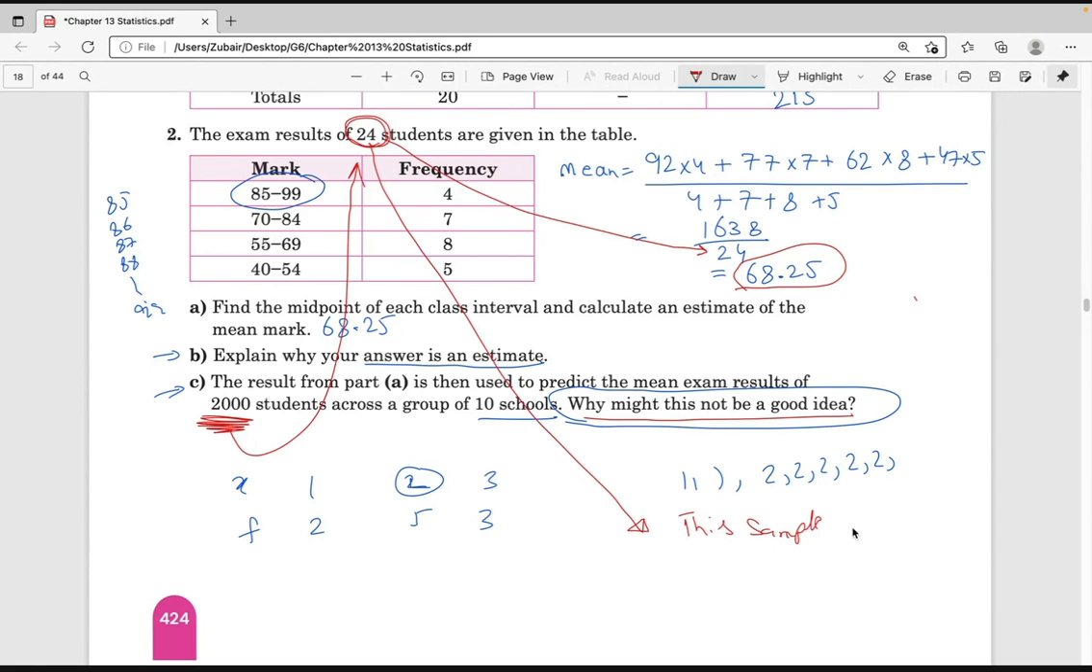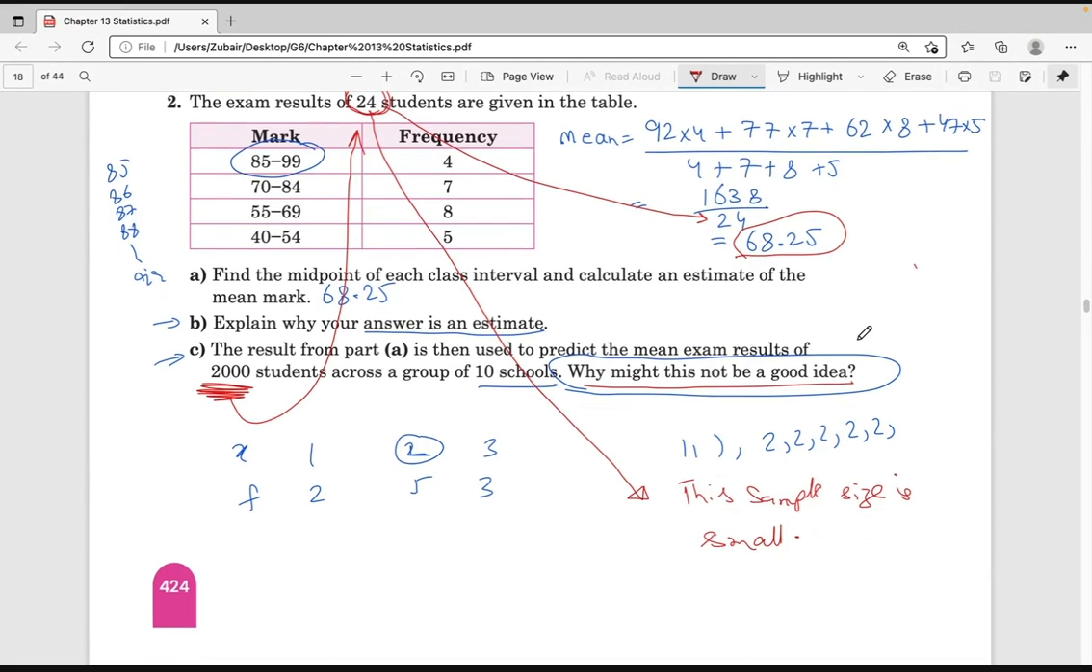That is very good, but in the reverse order, I can say this sample size is small. So small sample size, we cannot imply that on the whole of 2000 students or whole of Saudi Arabia. If the sample size would have been large enough, for example, we did a survey for 10,000 students, we can consider yes, 2 lakh students would have more or less the same average. So it is the sample size.